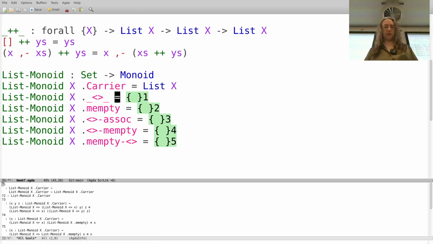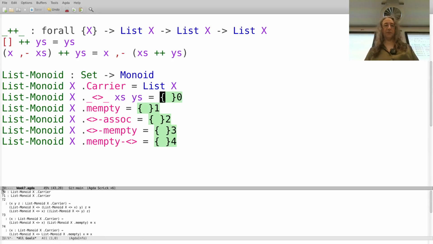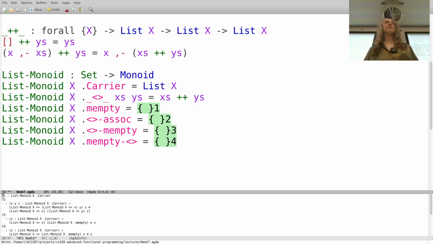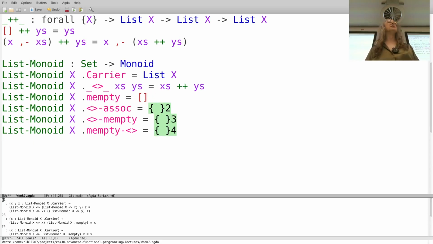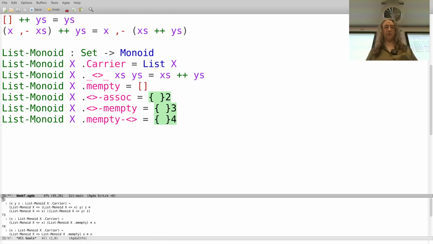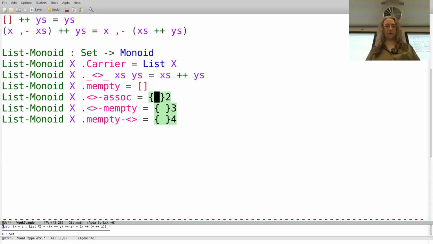And then here, I can say, well, this thing wants some inputs. Okay. And what's the neutral thing? It's nil. And now I have to prove associativity. You see my goal talks about 3 lists.